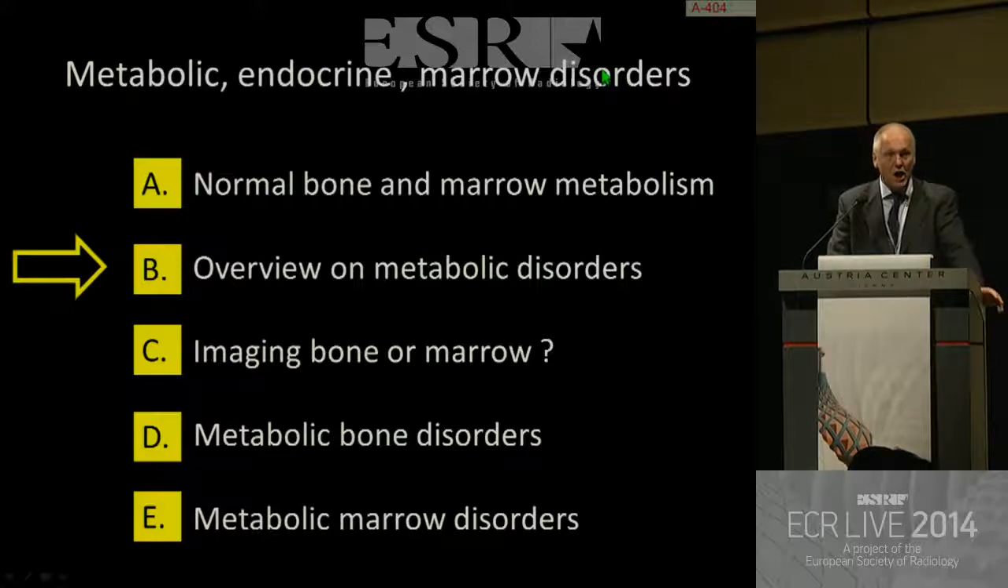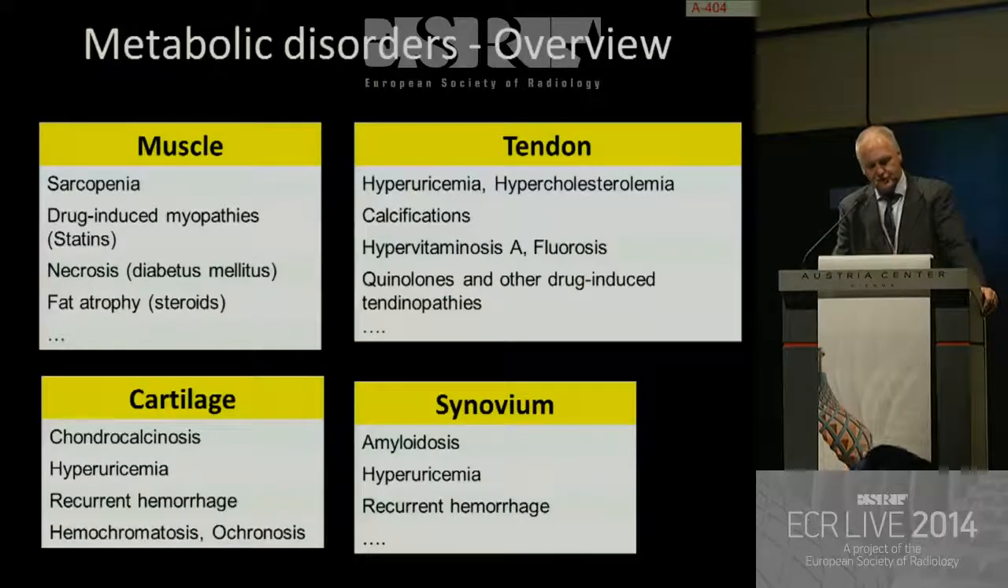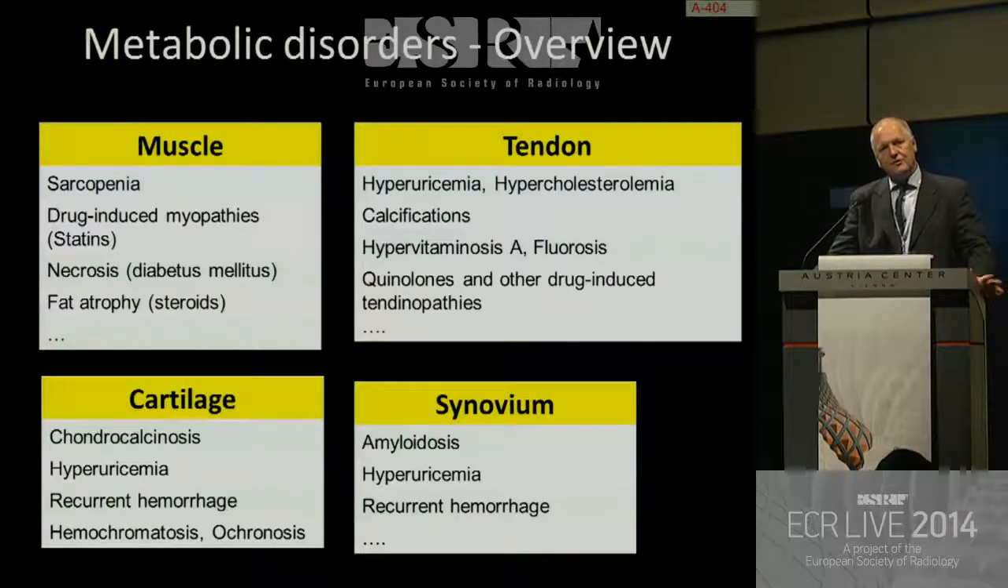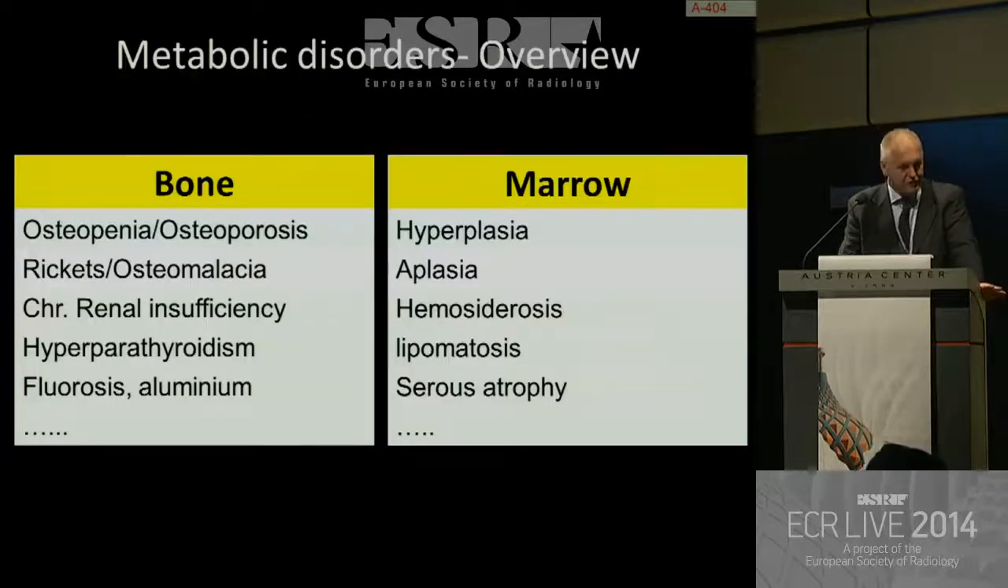Now we move to an overview on metabolic disorders. You can see all these conditions in all the different constituents of the MSK system. The muscle, the tendon, the cartilage, the synovium. If you focus on the tendon, you've got to mention hyperuricemia, calcification, fluorosis, quinolones and tears, and so on. We will just forget all these conditions to focus on the bone diseases and on the marrow diseases.